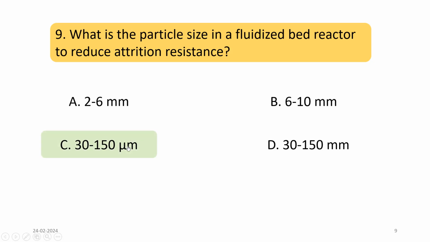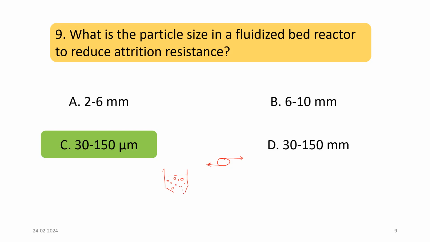So here the answer is 30 to 150 micrometers. In fluidized bed reactors, particle attrition means suppose there is a particle and it experiences some kind of force in the tangential direction. Due to that force, the particle size can be reduced. This type of phenomenon can happen inside a fluidized bed reactor because there are small particles.